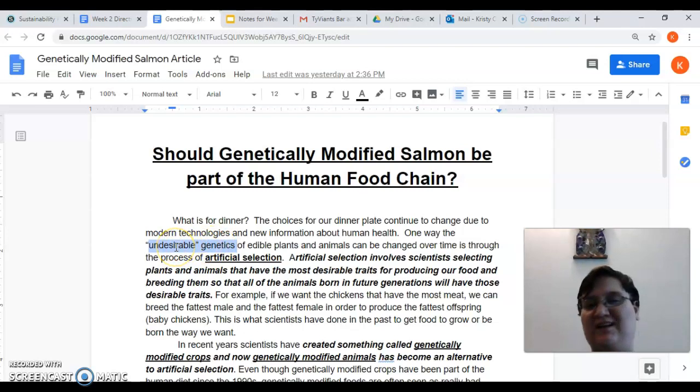We're saying we're going to get rid of all the undesirable genetics, the genes that are making them puny, and then add a gene or take away a gene and make them big. That's one example. So one way the undesirable genetics of edible plants and animals can be changed over time is through the process of artificial selection. I need to stop here, and I'm actually just going to copy this entire definition.